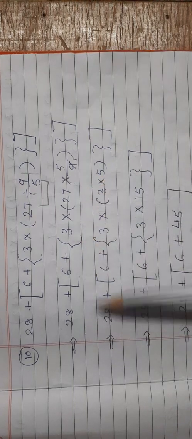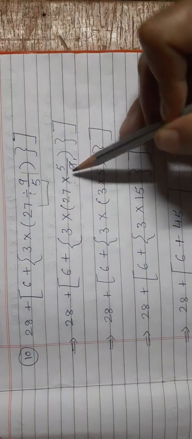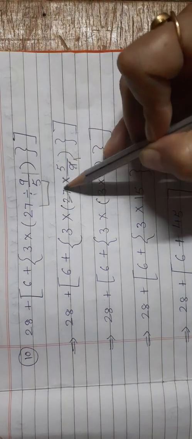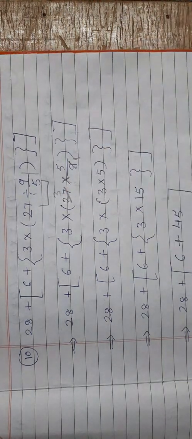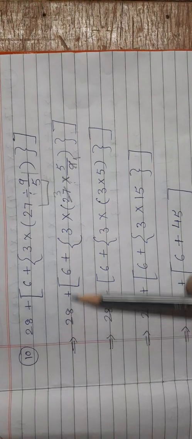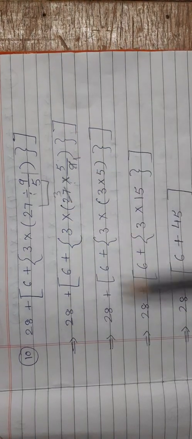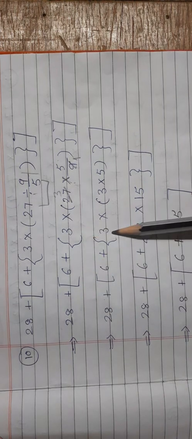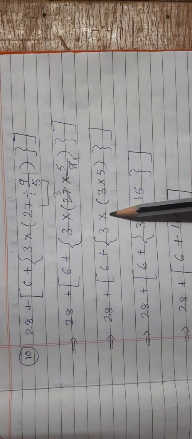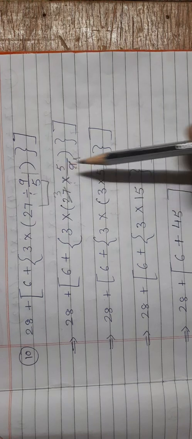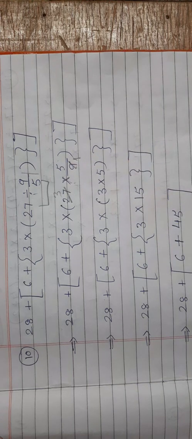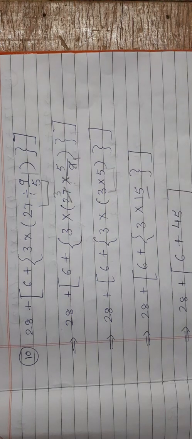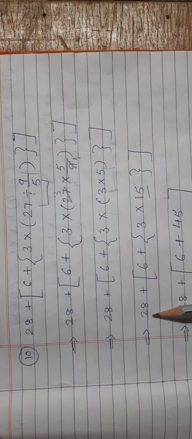Now in the next step, 9 ones are 9 and 9 threes are 27. Now keep the remaining digits same. Now 28, 6 plus 3 multiply by 3 into 5. Now solve 3 into 5, which is equal to 15. Now keep the remaining digits same.